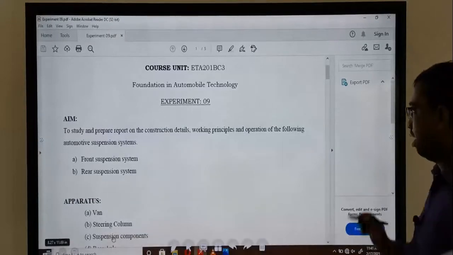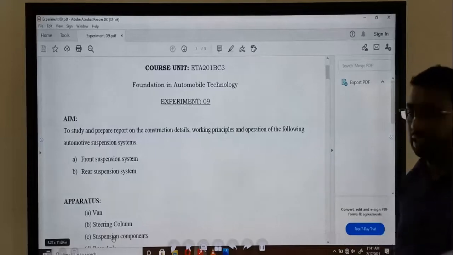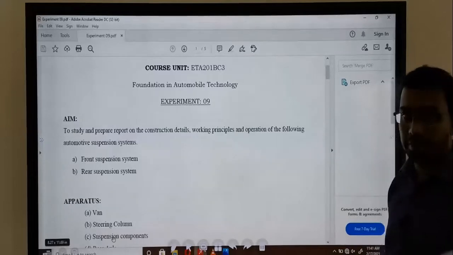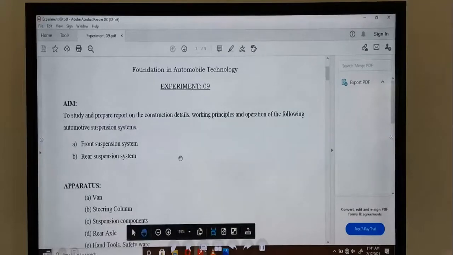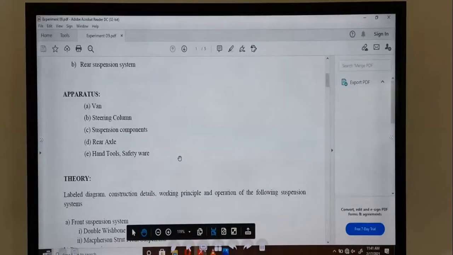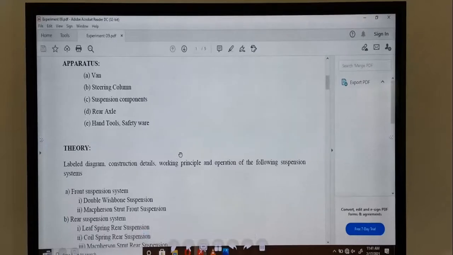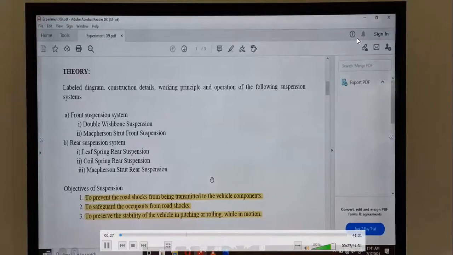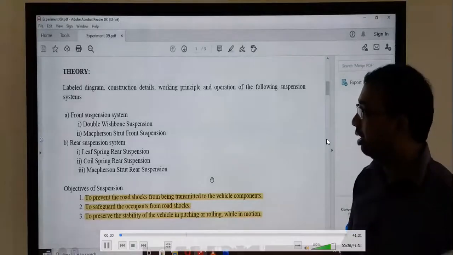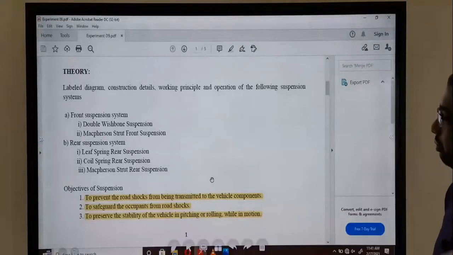Okay, today our ninth practical is the suspension system. Now you can see the left seat. These are the apparatus, and let's enter the theory part.